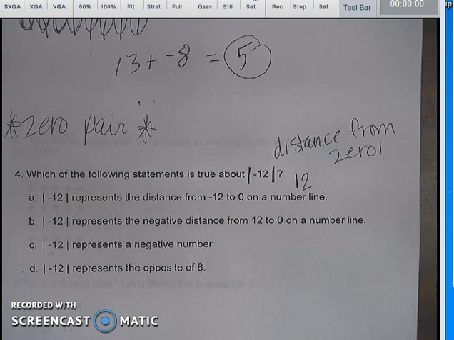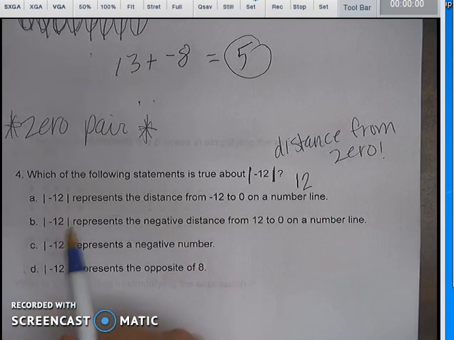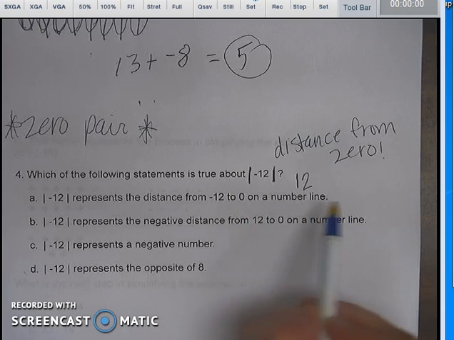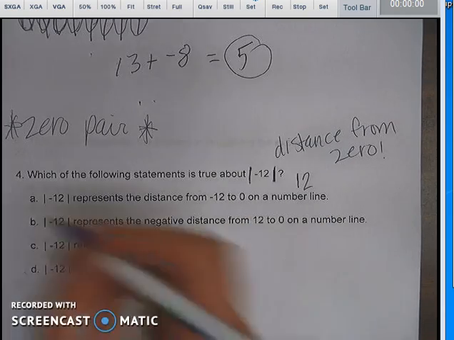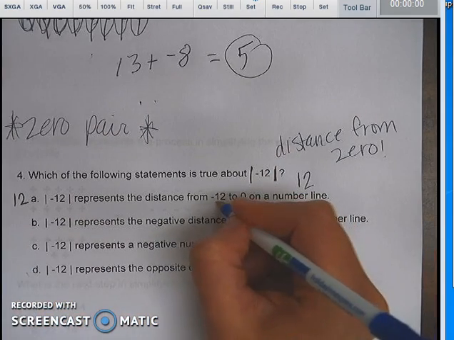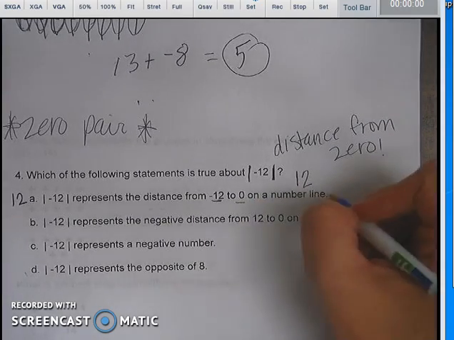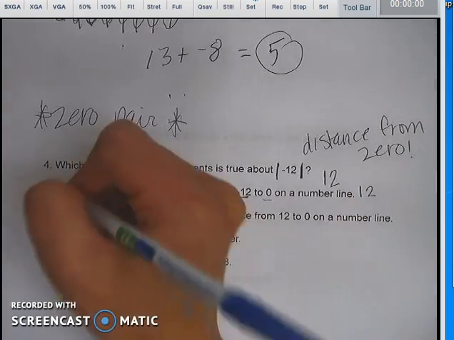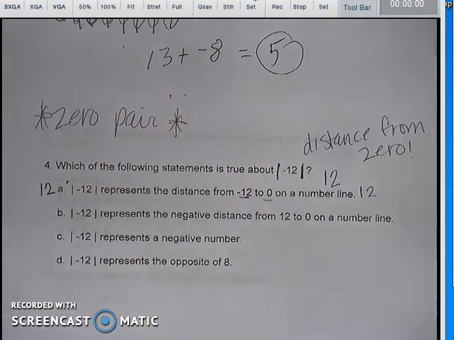So now we have to read these super confusing answer choices, and they're just super confusing because there's a lot of stuff going on about it. So if we just break it down piece by piece, it'll be easier. Okay, right here it says the absolute value of negative 12 represents the distance from negative 12 to 0 on a number line. So what is the absolute value of negative 12? 12. How far is negative 12 to 0 on a number line? 12. Okay, so right now I'm thinking, hey, that's not a terrible answer choice, so I'm going to put a little dot. Let's do the next one.